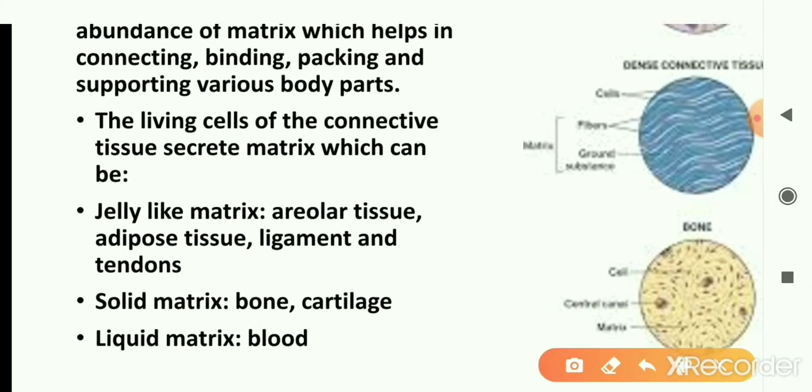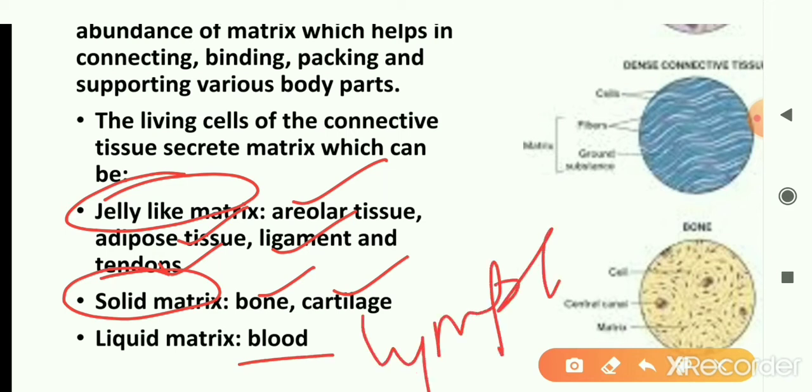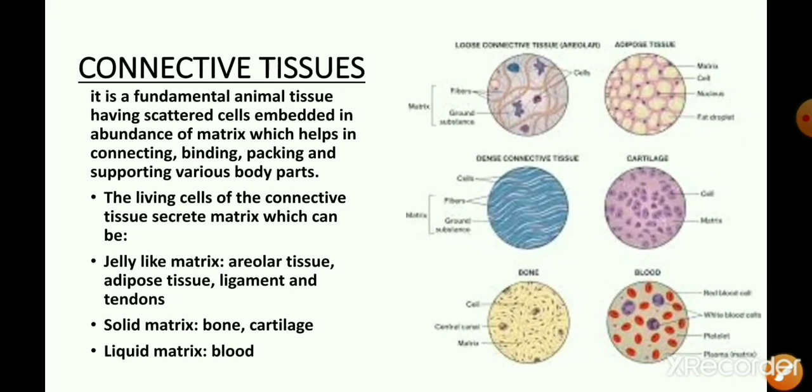The connective tissues which have a jelly-like matrix include areolar tissue, adipose tissue, ligament, and tendon, whereas bone and cartilage have a solid matrix, and blood and lymph have a liquid matrix. Now let us study the different types of connective tissues.